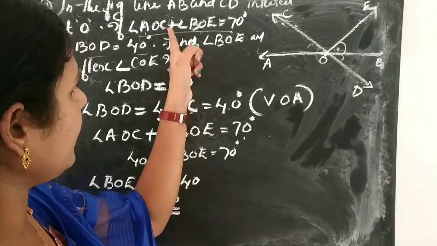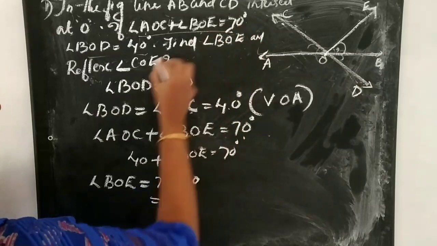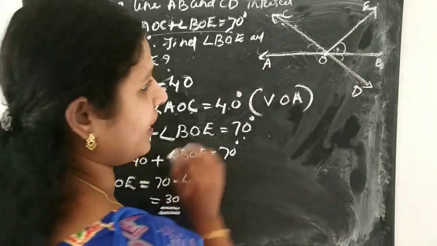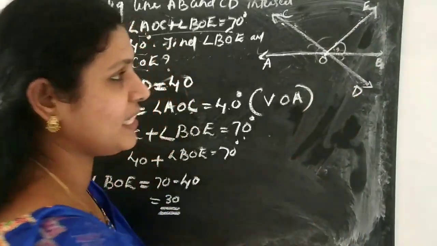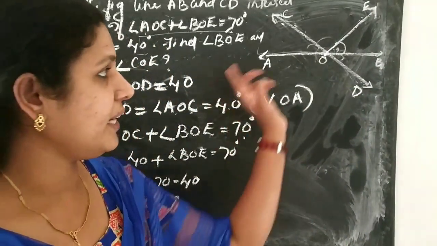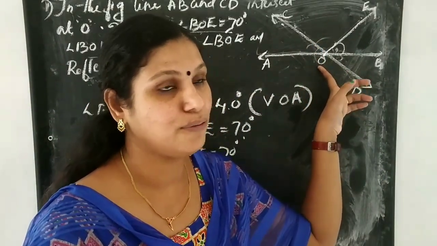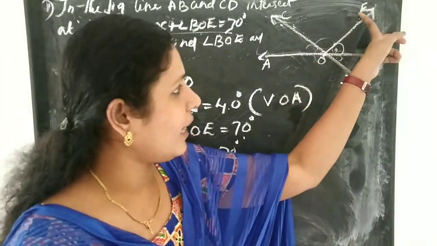Now we have to find angle COE. We have found angle BOE. Now we have to find this reflex angle COE. For reflex angle COE, first we find the angle COE, then only find the reflex. We get that by 360 minus this angle. Okay, so how to find this angle?